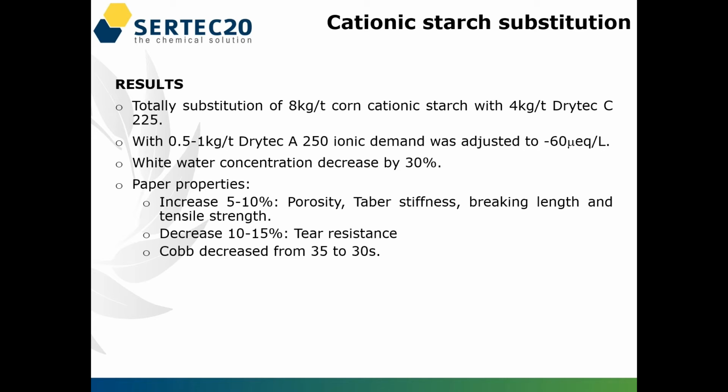We also added the Drytec A250 at a rate of 0.5 to 1 kg per ton, which helped us to adjust the ionic demand to minus 60. We also saw a decrease in white water's concentration by 30%. Regarding paper properties, we saw an increase of 5 to 10% in porosity, tablet stiffness, breaking length, and tensile strength, a decrease by 10 to 15% in tear resistance, and COP decrease from 35 to 30 seconds.